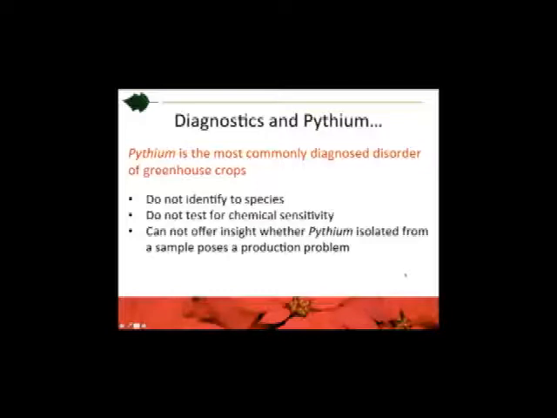However, most clinics don't identify the species. They don't test for chemical sensitivity, and what I mean by that is sensitivity towards fungicides, and we really can't offer insight into whether the Pythium that we isolate from a sample really poses a production problem. That's because we have many Pythium species that are very common secondaries. So when you find a Pythium infection, unless it's identified to species, it's very difficult to say whether or not it's pathogenic.